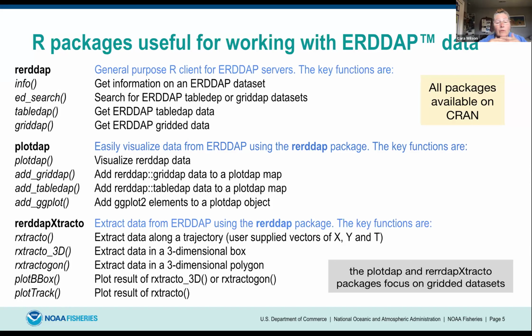So think maybe you have a marine sanctuary, or an oddly shaped fishing area, something in the ocean that's not a box, and you want the data around that. So it will return a polygon of data for you. And then there are 2 plotting functions associated with rerddapXtracto: plotBBox, which plots the result of either rxtracto_3D or rxtractogon, and then plotTrack plots the results of rxtracto. So what I'm going to do in the next half hour or so is walk through some examples of all of these.